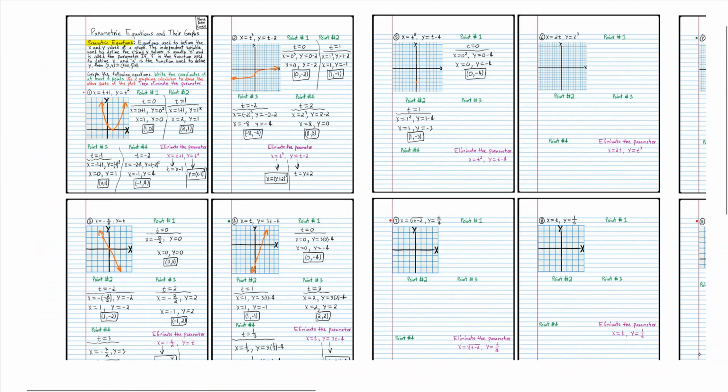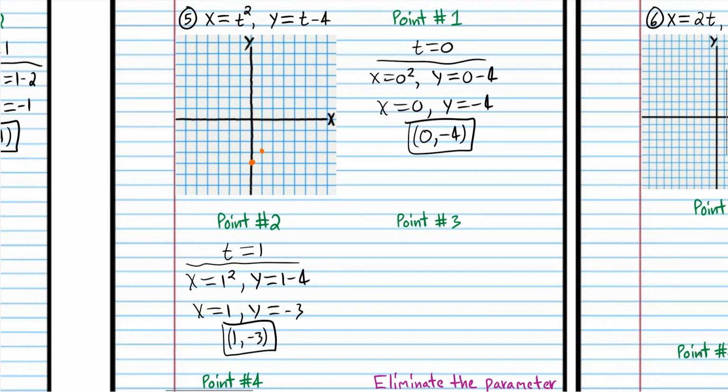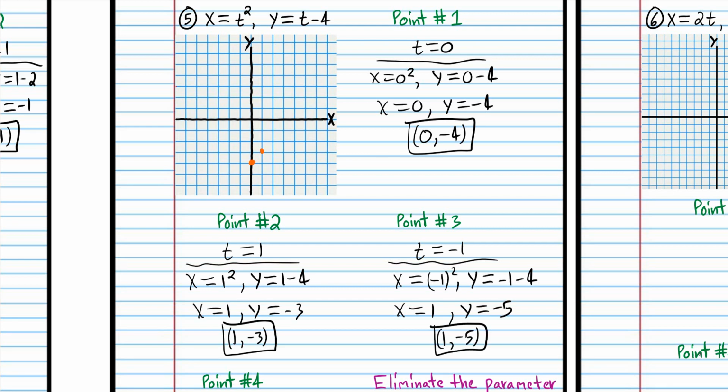So let's try another value for our parameter. Let's choose negative 1. So if t is negative 1, then x is negative 1 squared, y is negative 1 minus 4, so x is 1, y is negative 5. 1, negative 5 is our third point. So that's that point there.